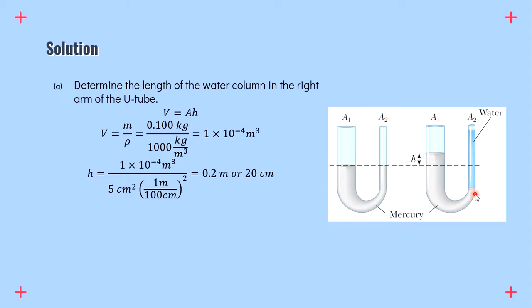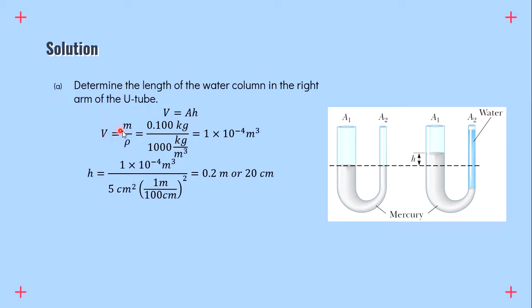Since we already have the mass of the water, and we know the density of the water, and we know the cross-sectional area of this one, therefore we can get the volume and we can get the height of your water column. So how many cubic meters is 100 grams? How much water did we just pour into this arm of the U-tube?